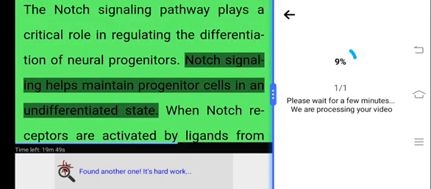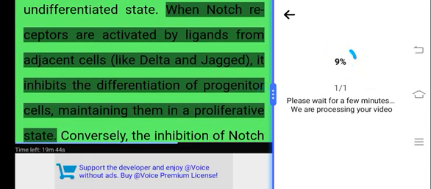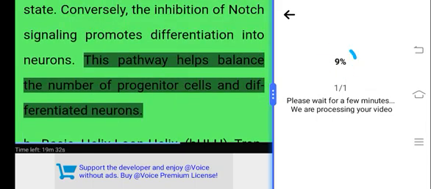Notch signaling helps maintain progenitor cells in an undifferentiated state. When Notch receptors are activated by ligands from adjacent cells like Delta and Jagged, it inhibits the differentiation of progenitor cells, maintaining them in a proliferative state. Conversely, the inhibition of Notch signaling promotes differentiation into neurons. This pathway helps balance the number of progenitor cells and differentiated neurons.